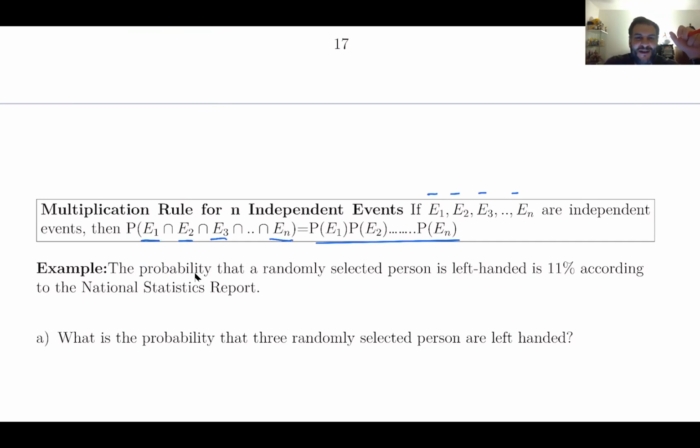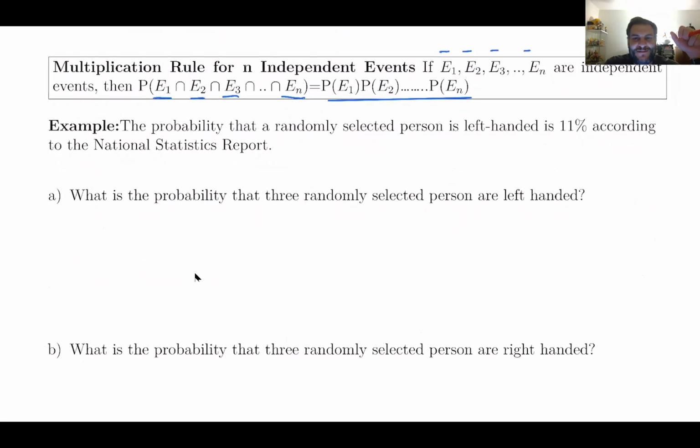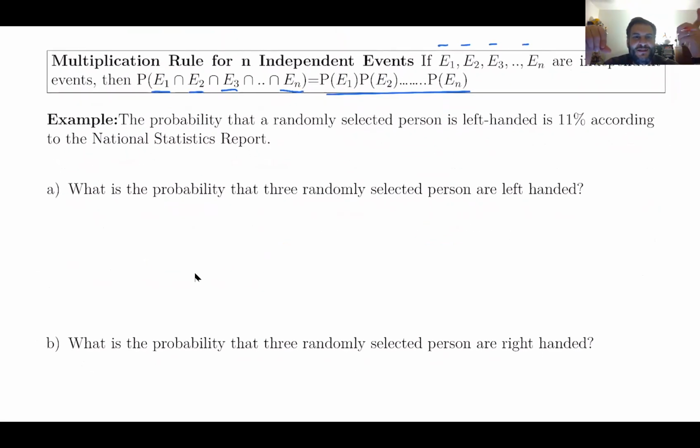All right, so let's go ahead and do the next problem. For this one, the probability that a randomly selected person is left-handed is still 11% according to the National Statistic Report. For part A, it says, what is the probability that 3 randomly selected persons are left-handed? So for this one, how many people are we randomly selecting now? Cool. So we have 3 random selections.